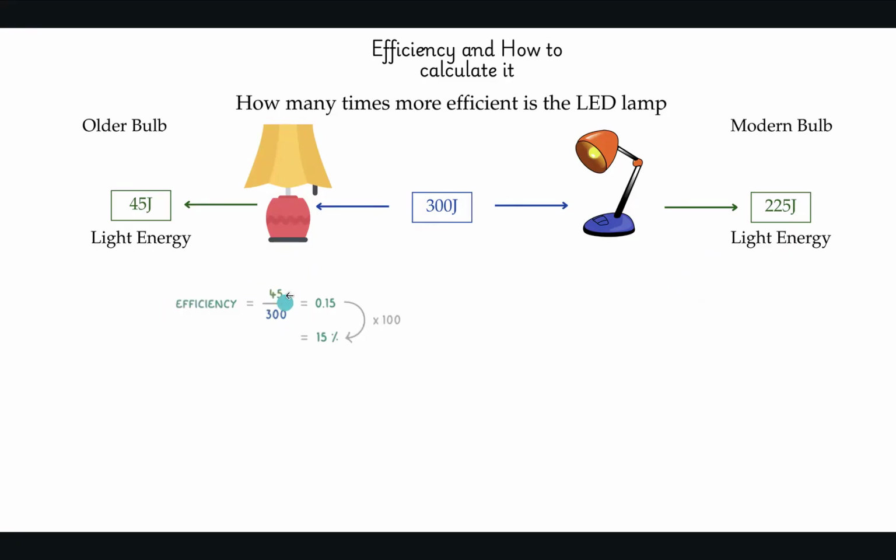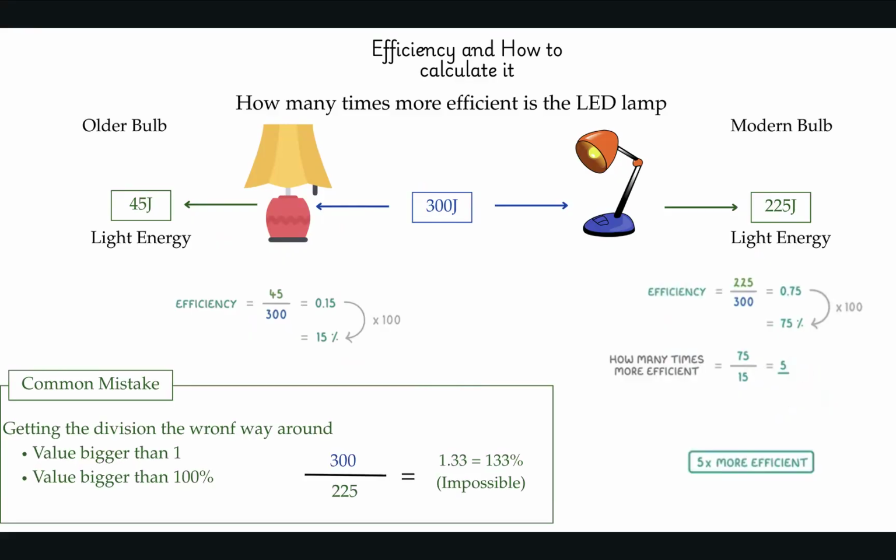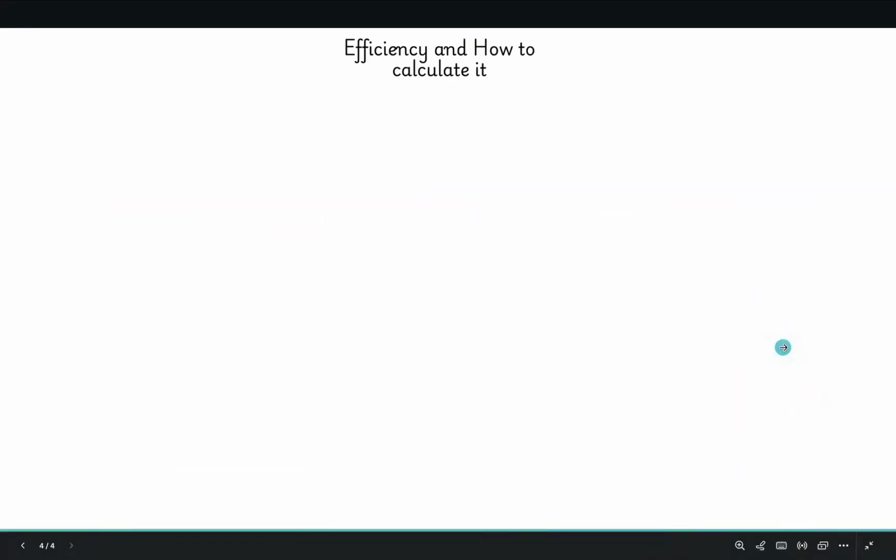So we know that the total useful output, because 45 joules is light, over the total input, which is 300 joules, is 0.15, and that's 15%. And here we do the same thing. So we do 225 joules over 300 joules, which is 0.75, which is 75%. And if we want to check how many times more efficient, we can just do 75 divided by 15, which is 5. So it's 5 times more efficient. Now, a very common mistake here would be to get it the other way around. So we can't have a value bigger than 1 in a percentage or decimal. So that's one way we can check that.